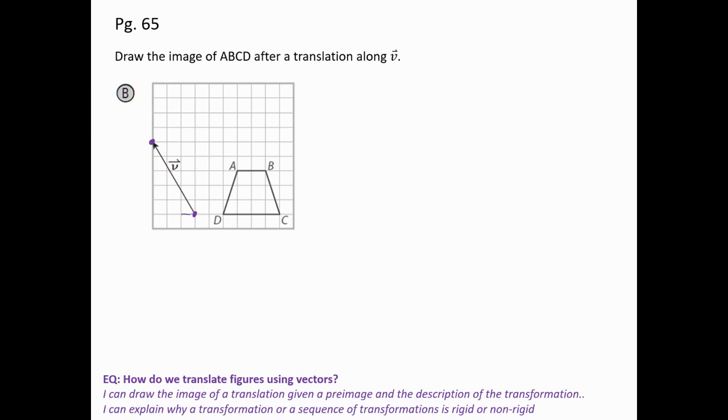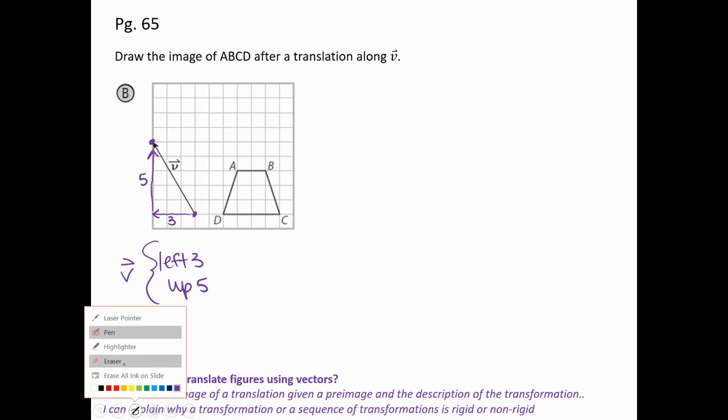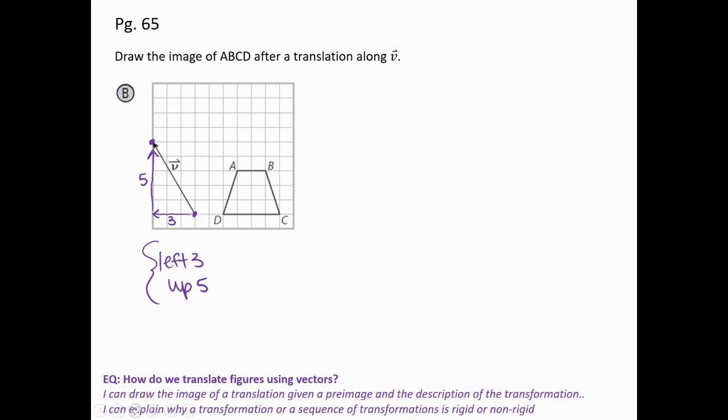I'm going to end up going left 3 and up 1, 2, 3, 4, 5. Looks like I go up 5. So that was left 3 and up 5. So this is the direction of my vector V. Oopsie, the V got a little crazy there. So that's what I'm going to do to every single point in my figure, follow those directions. Move the points left 3, up 5.